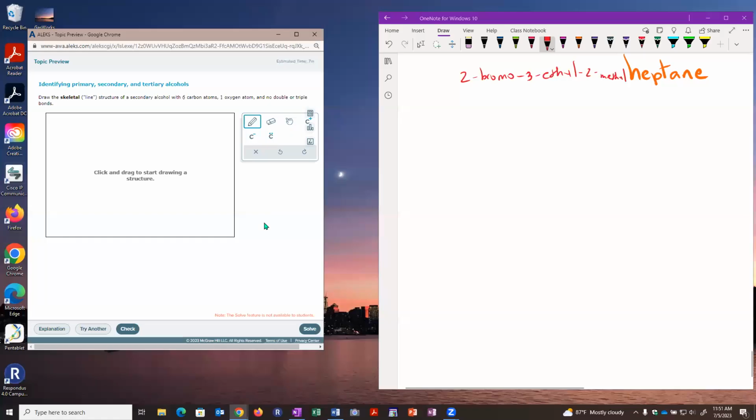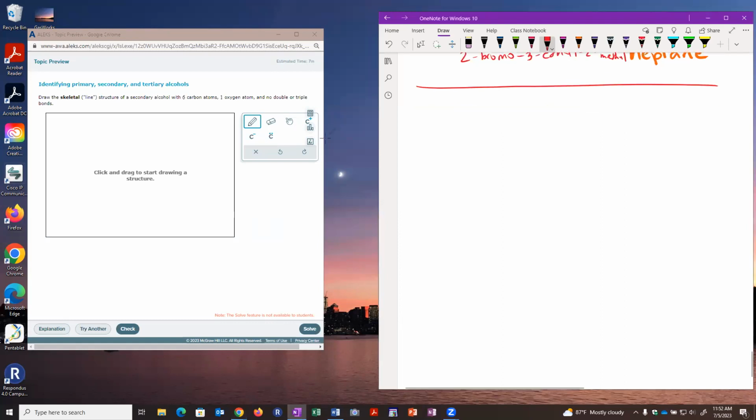All right, so now we're going to take a look at identifying and drawing primary, secondary, and tertiary alcohols. And again, when you're drawing things, I suggest that you draw it on the sheet of paper first, then transfer it over to ALEKS. So it says draw the skeletal line angle structure of a secondary alcohol with 6 carbon atoms, 1 oxygen atom, and no double or triple bonds.